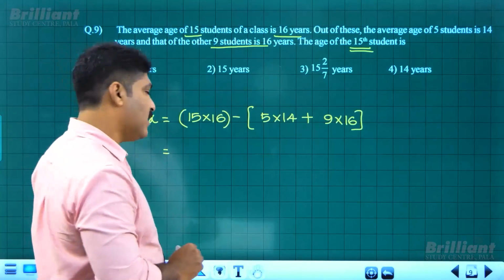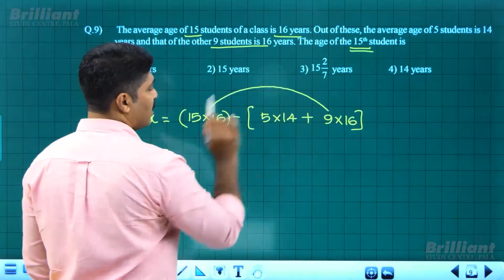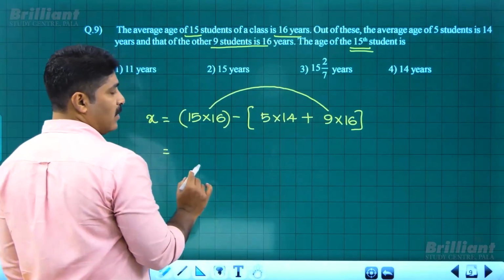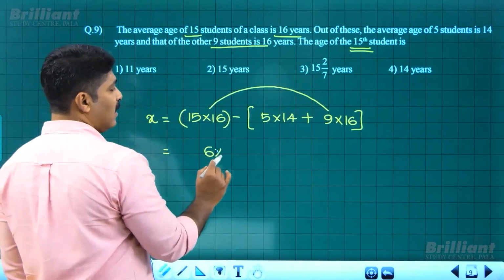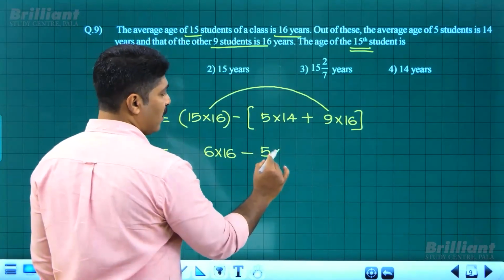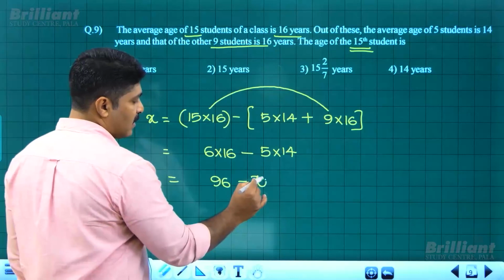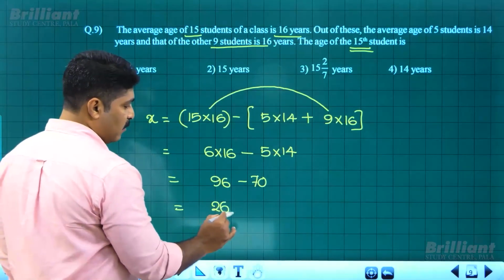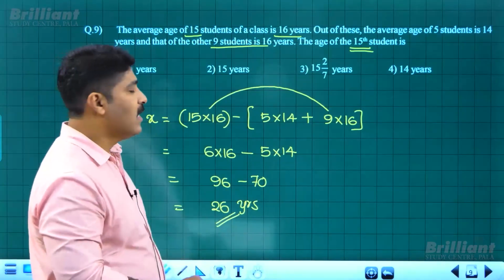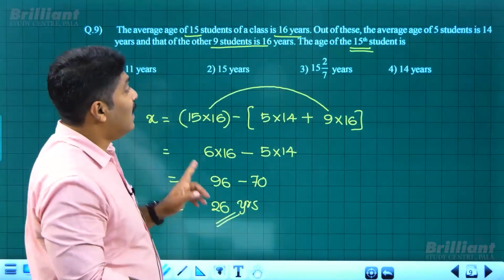So while we are simplifying this one, this is 15 into 16, this is 9 into 16. For the simplification of operation, I'm taking these values together. This is 15 into 16 minus 9 into 16. So how much will it become? That is 6 into 16, minus 5 into 14. What is 6 into 16? That is 96. 5 into 14, which is equal to 70. So the difference is 26 here. Therefore, the age of that 15th student is 26 years. That's not in the given set of options, but the correct answer is 26 years.